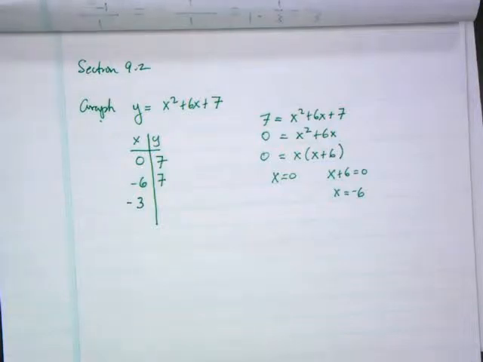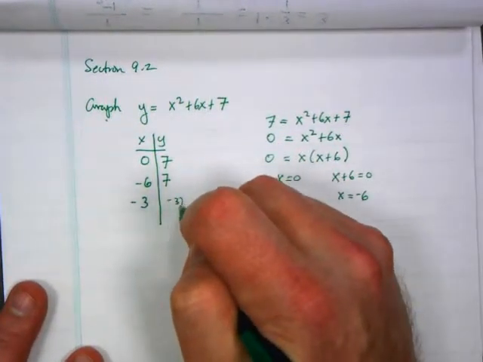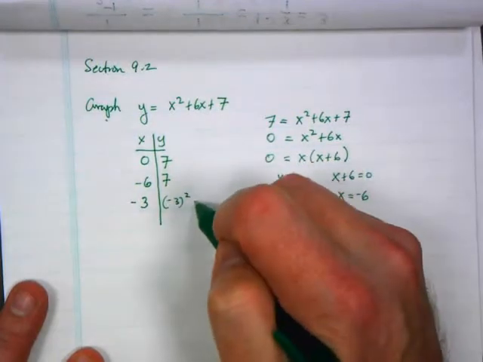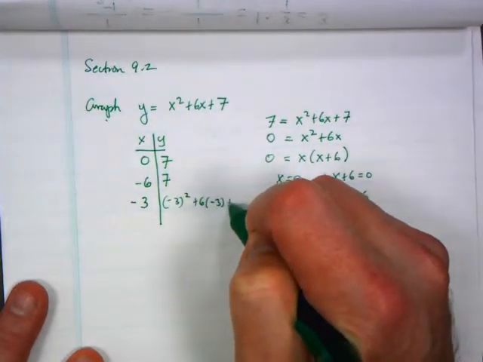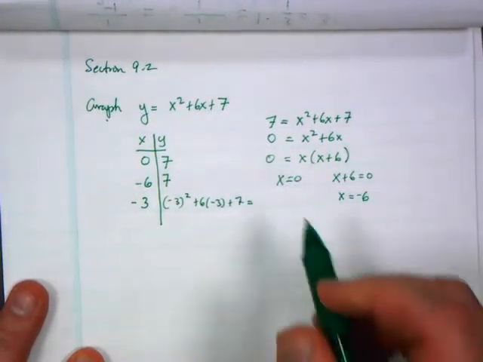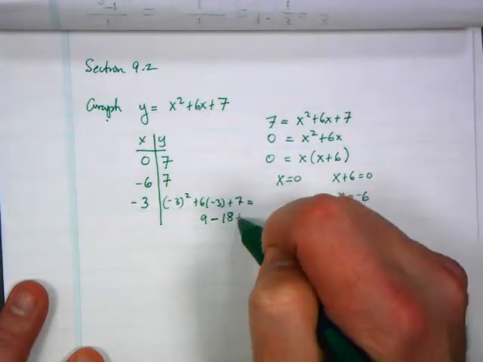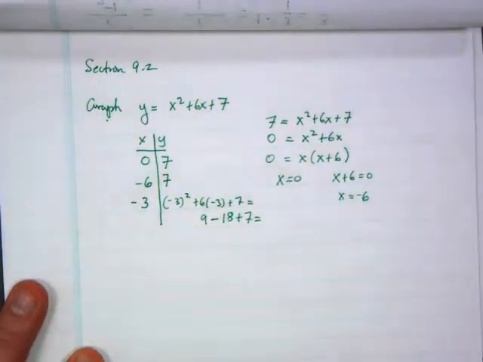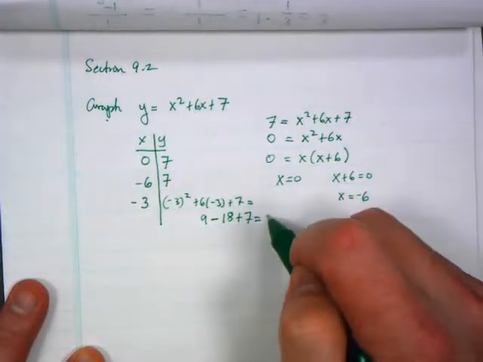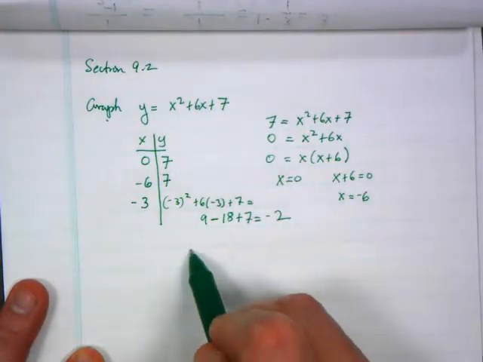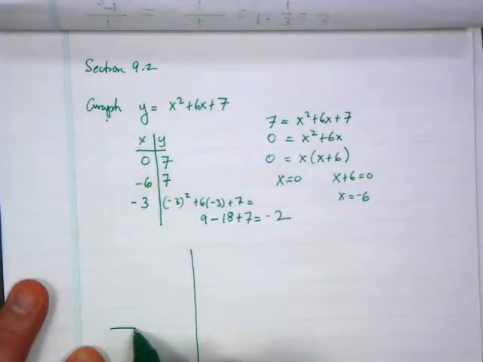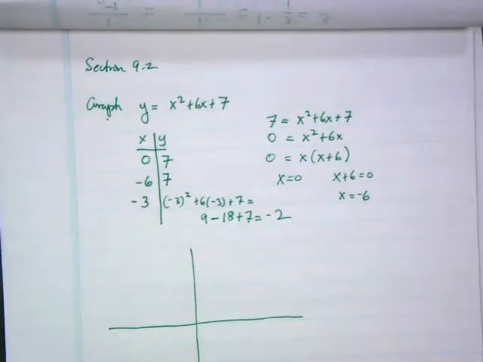I take negative 3 and I plug it in. That's going to be negative 3 squared plus 6 times negative 3 plus 7. Negative 3 squared is 9, minus 18 plus 7. 9 minus 18 is negative 9. Negative 9 plus 7, negative 2. So our graph would look like this. We have the vertex at negative 3, negative 2.